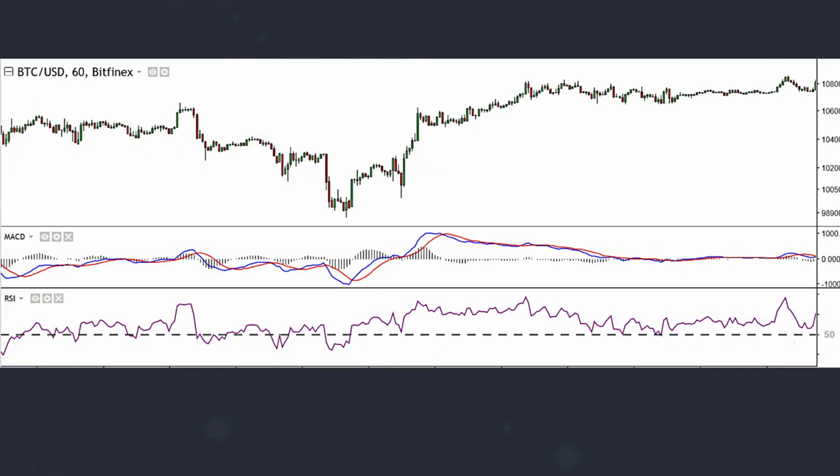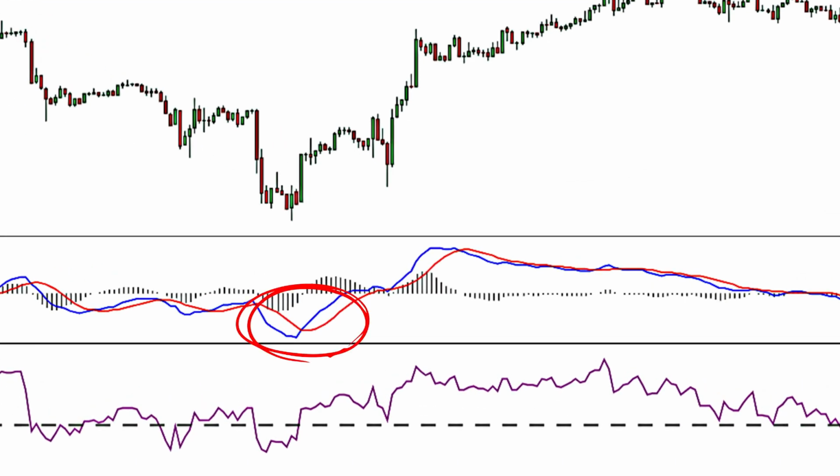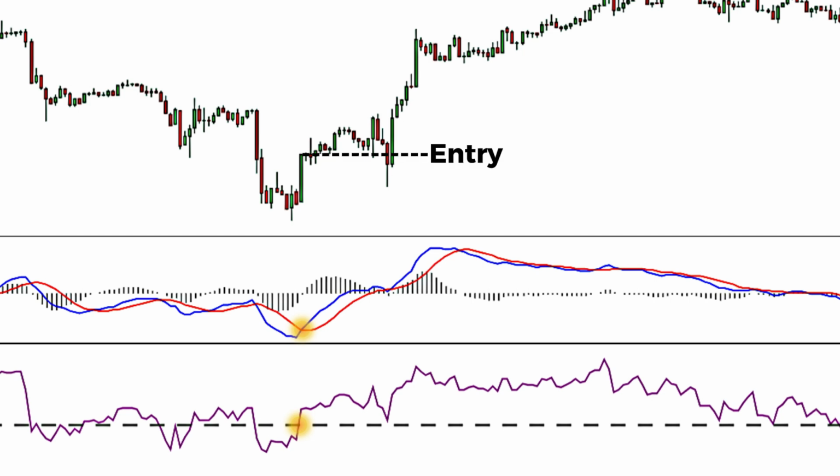Let me walk you through a real example on the Bitcoin to US dollar chart. This is the 1-hour time frame. Right here, do you see the MACD crossover? The MACD line just crossed above the signal line. That's our first signal. Now check the RSI. It's climbing and just crossed above the 50 level, which confirms bullish momentum. We waited for the current candle to close and entered on the next one, right here.